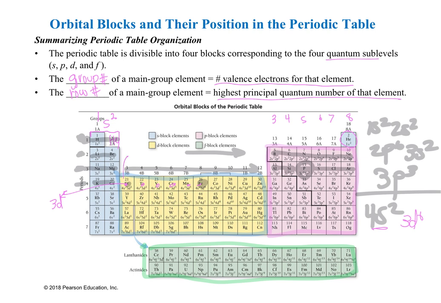Key things you need to remember is that D starts at 3D, and then you'll pop back up at 4P over here. So D is always going to be one energy level below where your S and P are, and then the F block starts at 4, and it doesn't start until down there by the lanthanides here.